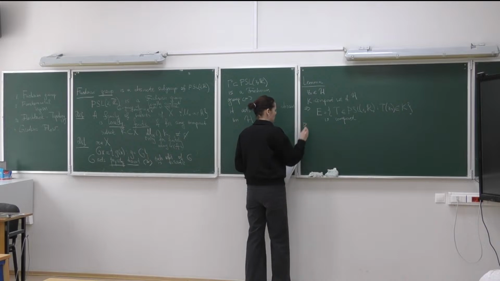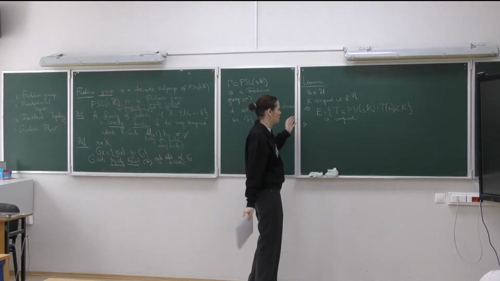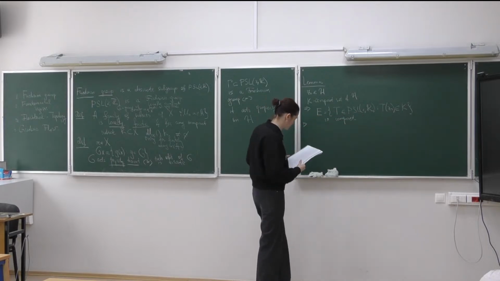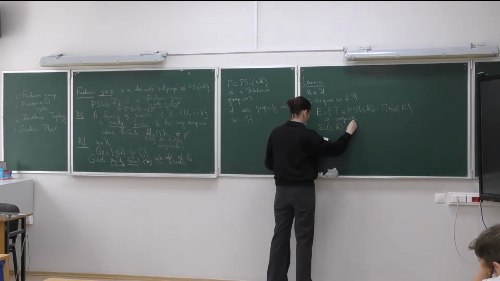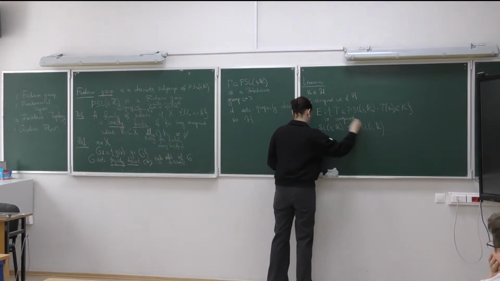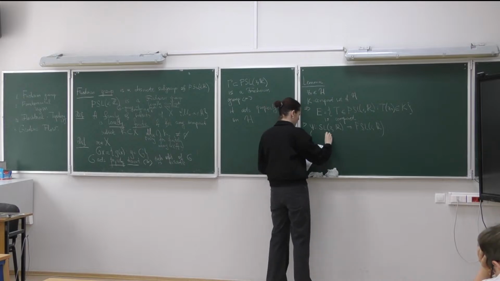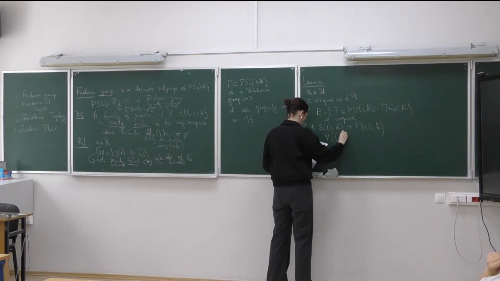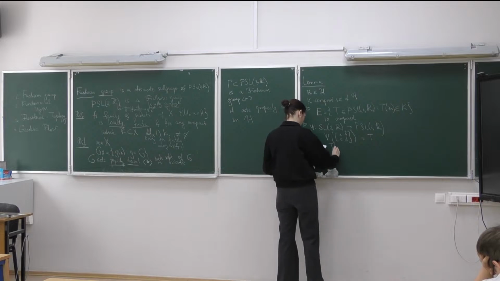You can ask me what I mean by compact, where I took the topology from, but the topology comes from the one on SL2R, naturally. So we consider the map from SL2R to PSL2R. It will be a continuous map, and it acts as follows: we take a matrix A, B, C, D, and of course, we construct the Möbius transformation.